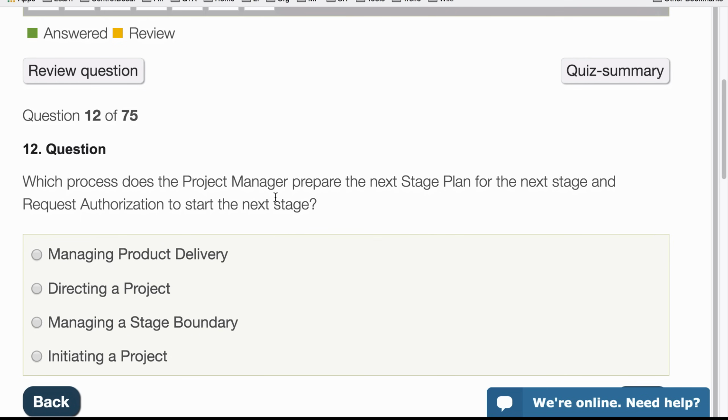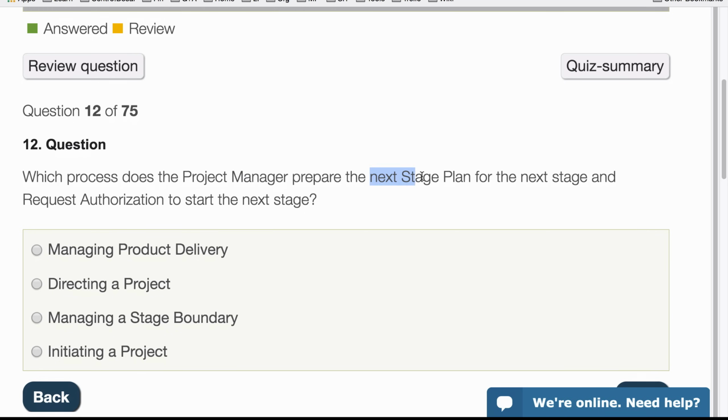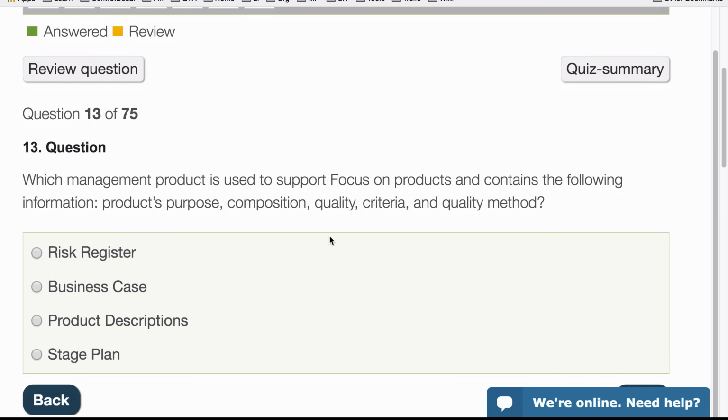Which process does the project manager prepare the next stage plan for the next stage and request authorization to start the next stage? So the next stage plan is created in between stages, and that's done in the stage boundary process. The name PRINCE2 gives it is managing a stage boundary. So in here we create the end stage report, which looks at the past stage, and then we plan the next stage, which is the next stage plan. So that's that.